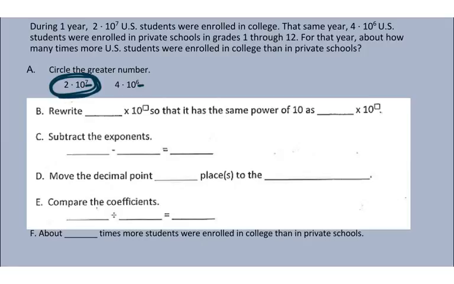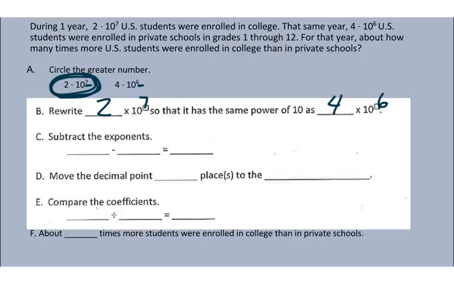Okay? So I'm going to rewrite 2 times 10 to the 7th so that it has the same power of 10 as 4 times 10 to the 6th. Mrs. Hall, you're losing it. This is 2 times 10 to the 7th, and this is 4 times 10 to the 6th. I want them to have the same power in order for me to find out how many more times one is than the other. Okay, so I'm going to rewrite 2 times 10 to the 7th power so that it has the same power of 10 as 4 times 10 to the 6th power.